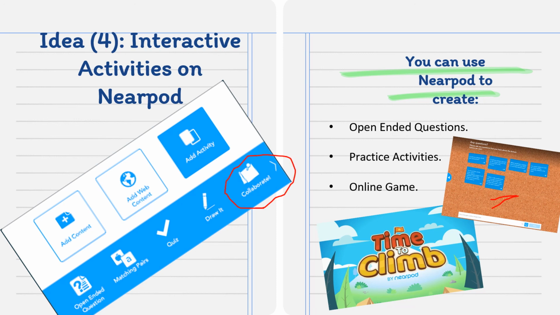So this is Nearpod. Here are examples of the activities that they can give you. You can use a matching exercise. You can create a quiz. You can ask them an open-ended question and they can respond. You can give them even a poll at the end. You can give them an online game right here called Time to Climb. They actually compete in it and you see the results at the end. So you have more than one option to use that.